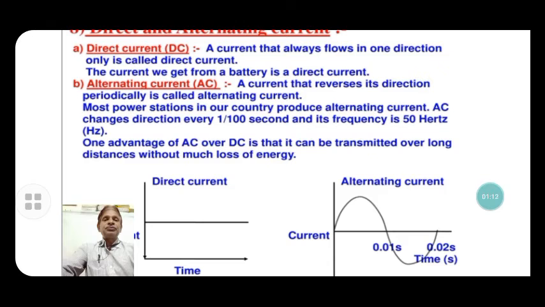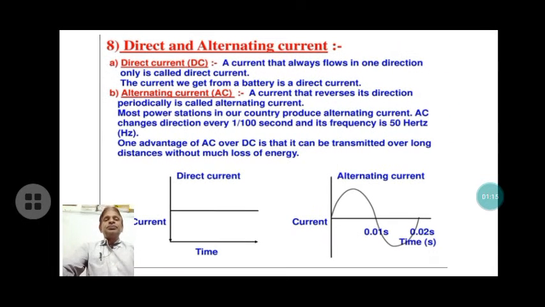Here, direct current, known as DC: a current that always flows in one direction only is called direct current. The direction of current is only one direction, from positive pole to negative pole, from positive terminal to negative terminal, and that is the conventional direction of the current. It is called DC or direct current.